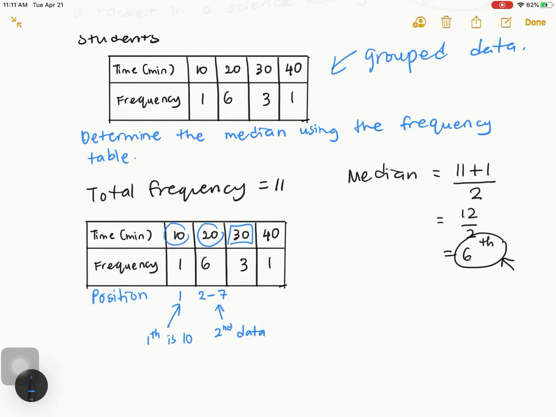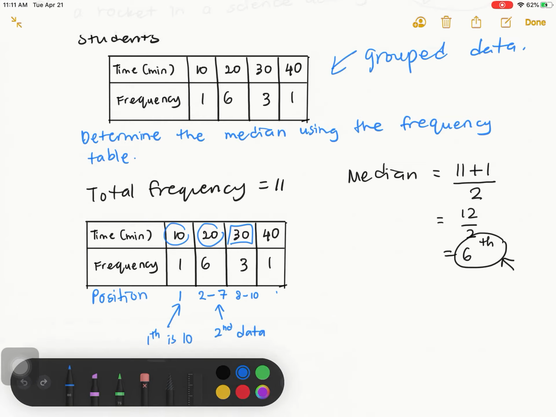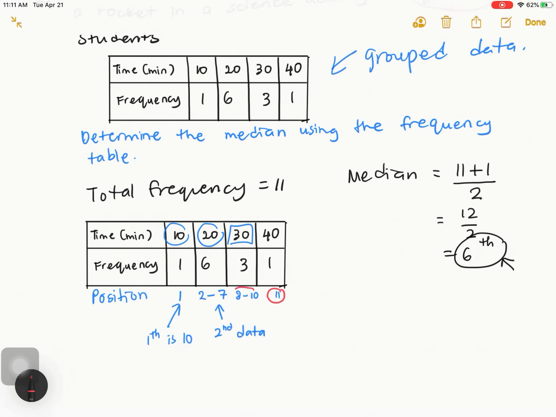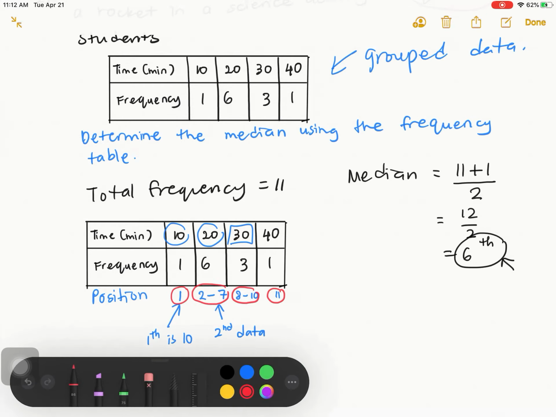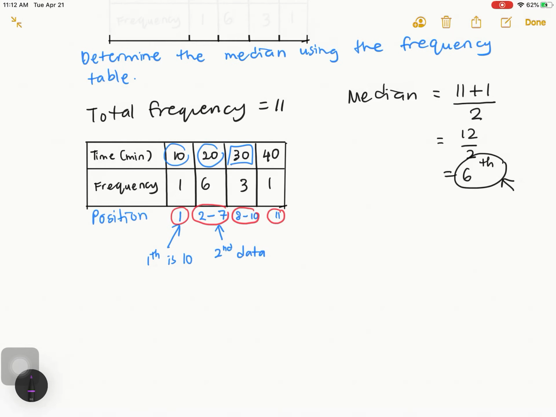Okay. So for this one, count with your finger: 8, 9 and 10. So 8, 9 and 10. So this one will be only 11. So this is the position of data. We said that this is the position of data. If you don't understand, I'm going to show you what exactly the position of data is.